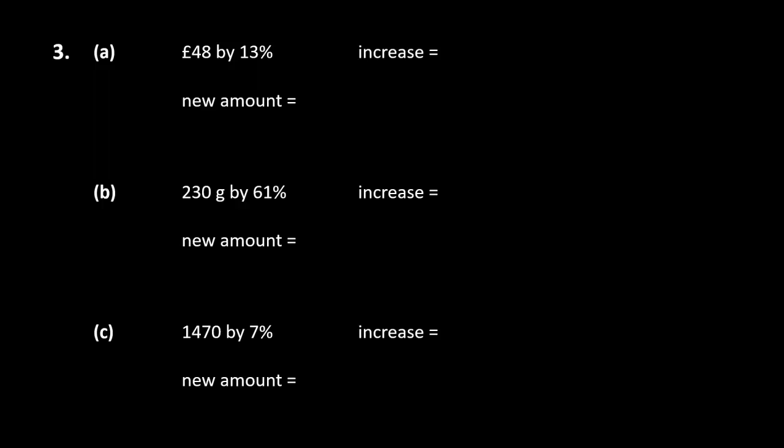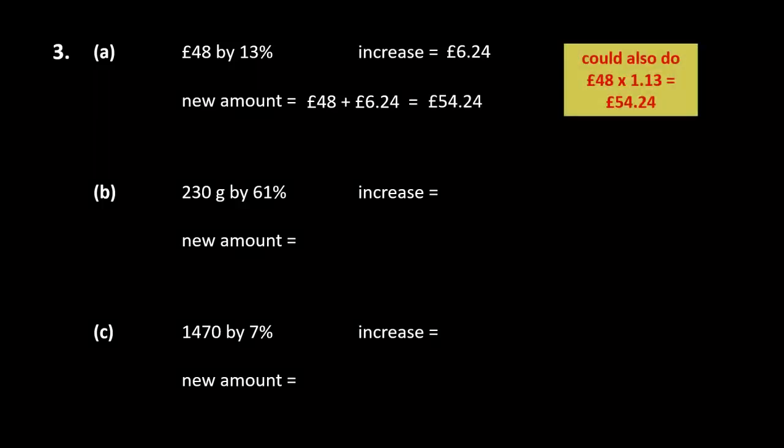Okay, how did you get on? Well, let's have a look. So first thing we've got to do is find 13%. So that's that much. It's an increase, so we add it on. £54.24. Now you could have been clever and done 48 times 1.13. Okay. I think it's easier to work out the percent and add it on, but there's the clever way in the red and yellow.